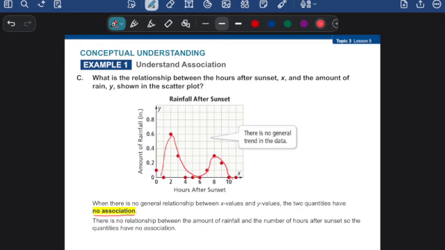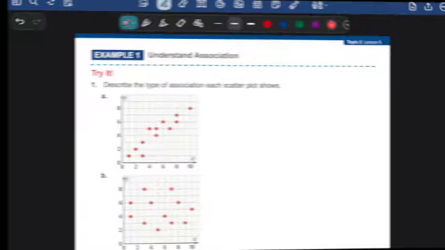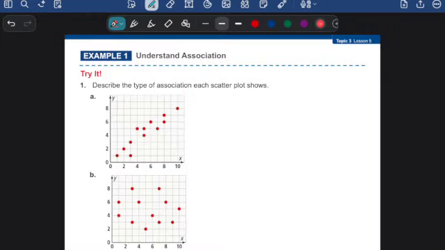The time after sunset does not affect the amount of rainfall. We can have rain in the morning. We could have rain right at sunset. So the time after sunset does not have a relationship or does not have an association with the amount of rainfall. Try it number 1, describe the type of association.